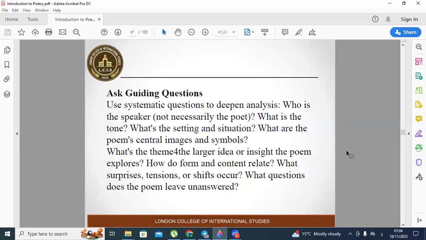What is the theme, the larger idea or insight the poem explores, like mortality, love, identity, injustice? How do form and content relate? Does the form enhance the meaning? What surprises, tensions, or shifts are there? Where does the poem turn or change direction? What questions does the poem leave unanswered? Good poems often pose questions rather than providing neat answers.